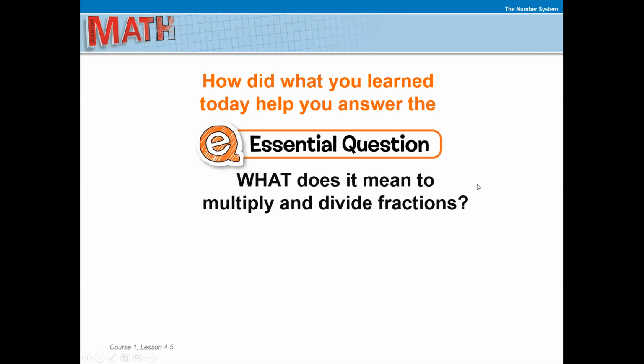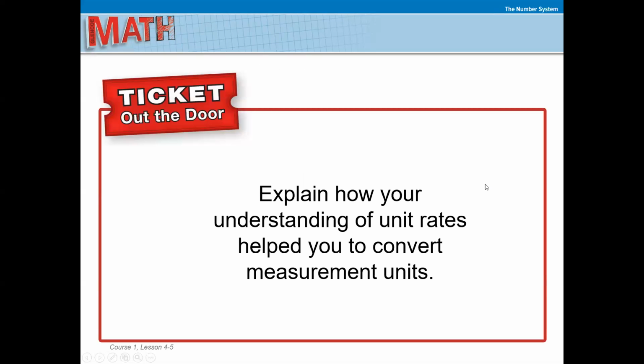How did what you learned today help you answer the essential question? What does it mean to multiply and divide fractions? Here's your ticket out the door. Explain how your understanding of unit rates, how much for 1, help you to convert measurement units. So remember, in some of our past lessons, we studied rates. We studied unit rates. So how did that help us to convert our units? You might have to look back at the lesson to come up with something to write. Write a few sentences telling me your thinking. That's all for now.